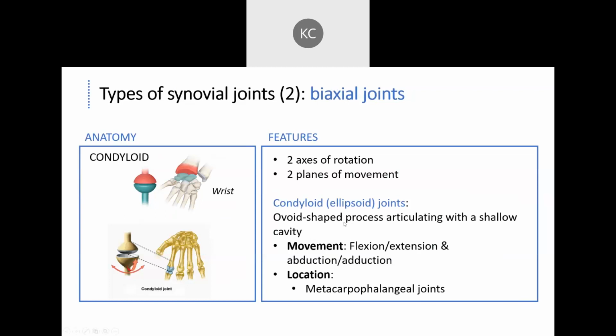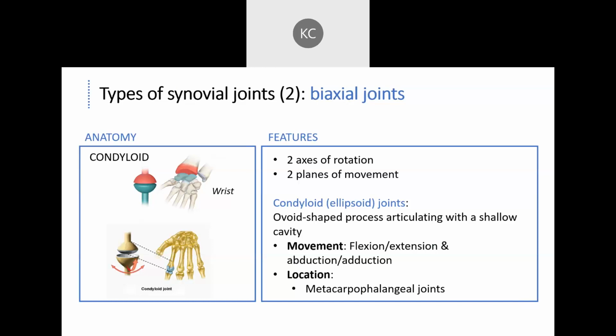So a condyloid joint is very similar, right? So you have this ovoid or kind of round shaped process that articulates with a slight concave end of a bone, right? So the joint between our distal radius and our carpals at our wrist, this is a condyloid joint. The joint between our metacarpals and our first phalanges, so the metacarpal phalangeal joint, sometimes called an MP joint. This is another example of a condyloid joint, which is biaxial.